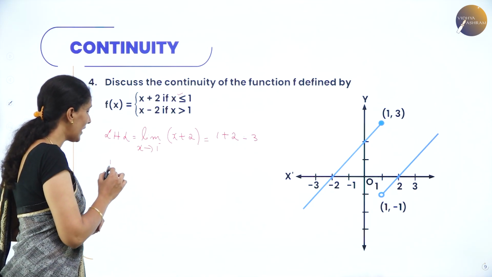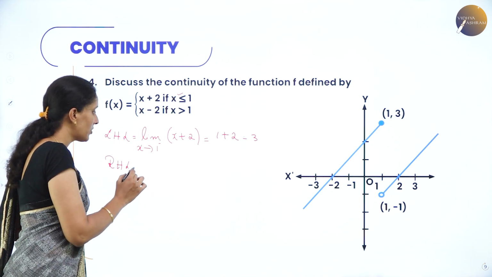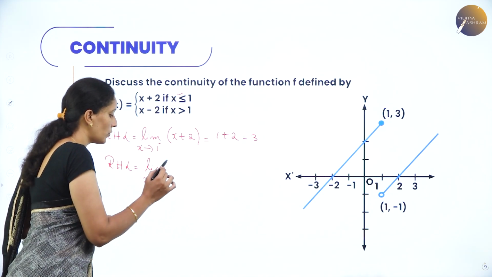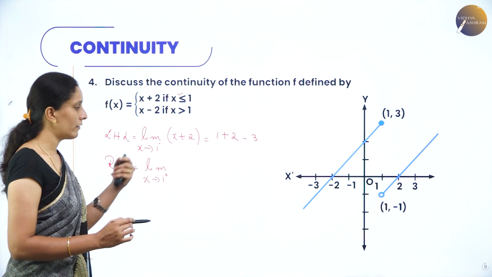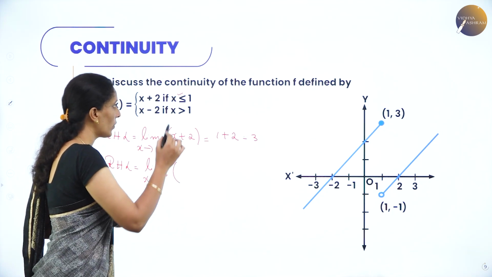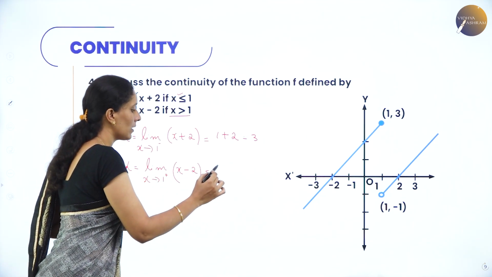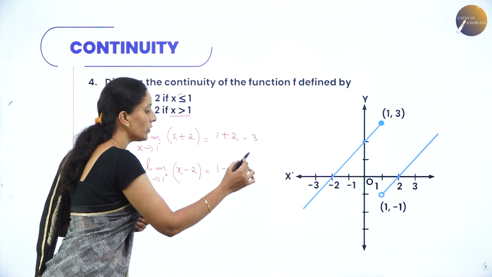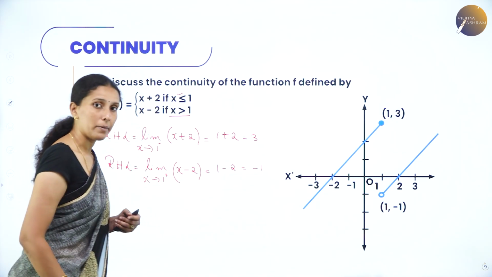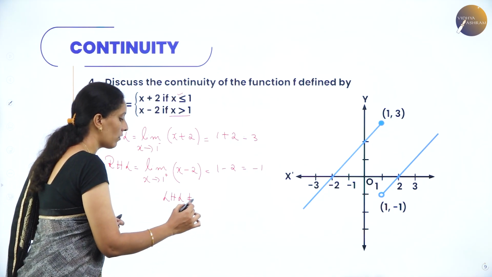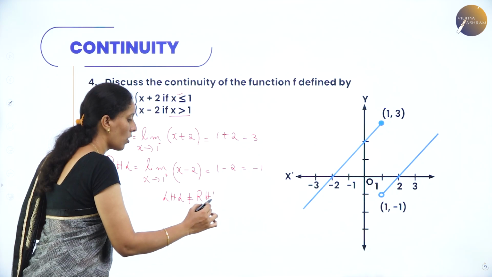Now let us take the right hand limit, that is the limit of the function as x tends to 1 from after 1, that is 1 plus. So greater than 1, it is defined in the form of x minus 2. So it becomes 1 minus 2, which is equal to -1. So clearly the left hand limit is not equal to the right hand limit.